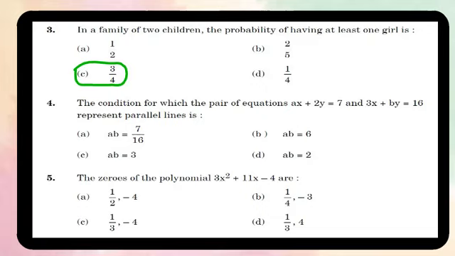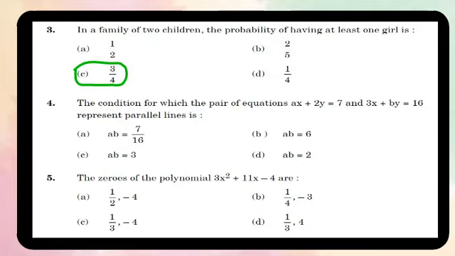In question number 4, we need to find the product AB such that the given pair represents a set of parallel lines. Students, you know the formula for this, a1 by a2 equal to b1 by b2, which is not equal to c1 by c2, but I will teach you one shortcut method. Look at the first equation. In the first equation, the coefficient of x is an unknown a, and in the second equation, the coefficient of y is an unknown b.